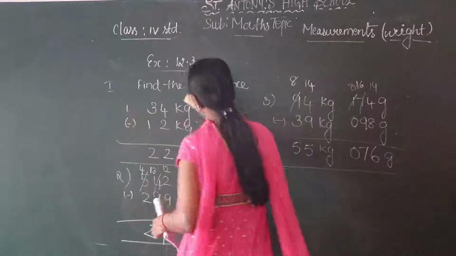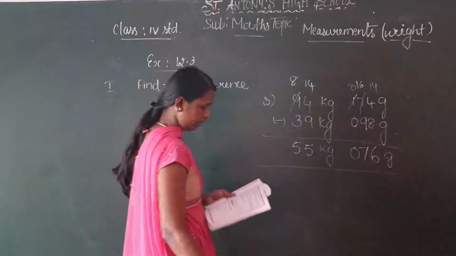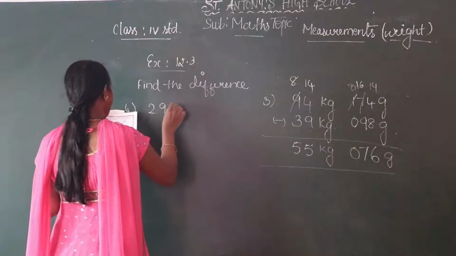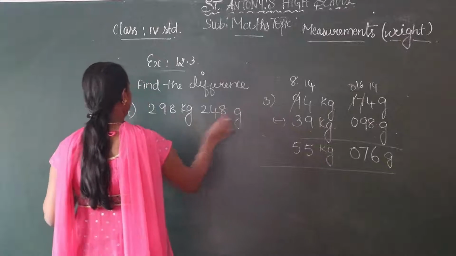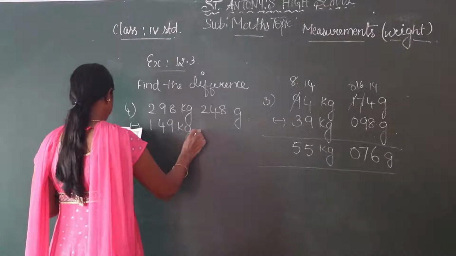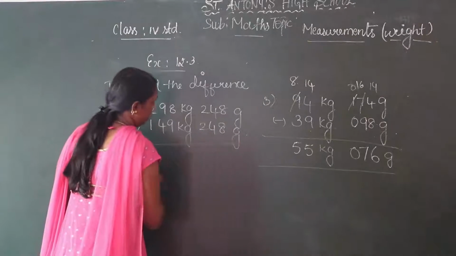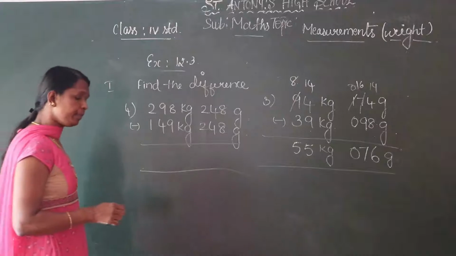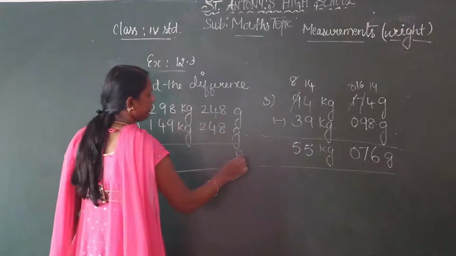Here we will do one more sum. 298 kg 248 grams minus 149 kg 248 grams. You have to draw the lines using a scale or a pen. Clearly you have to write in the classwork. Okay, write on the graph here.